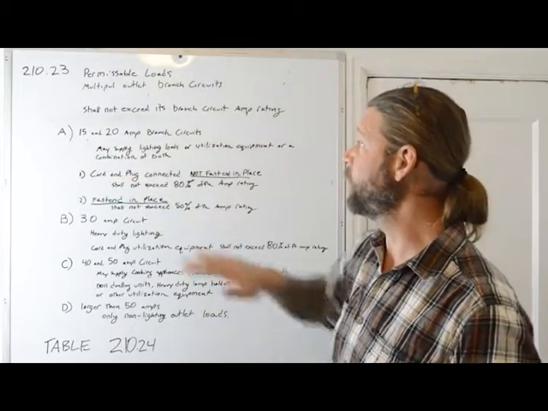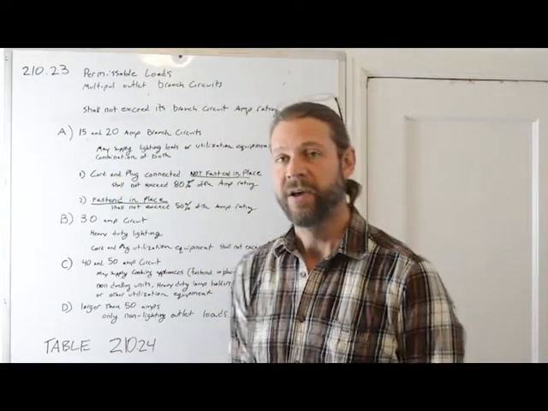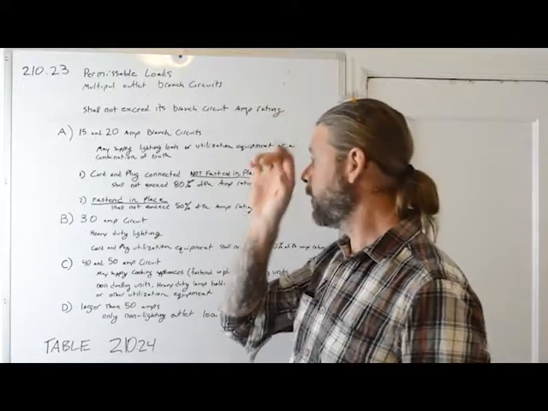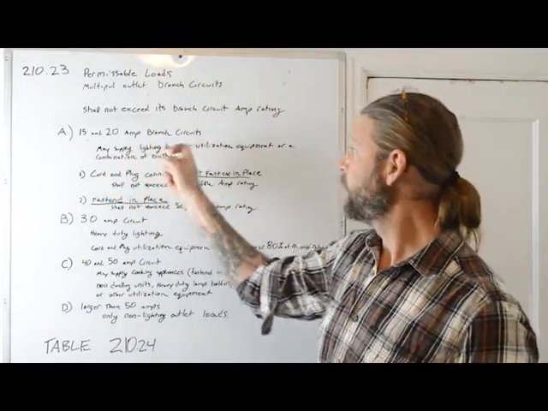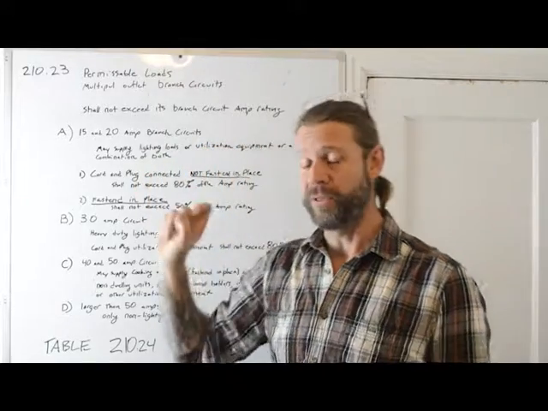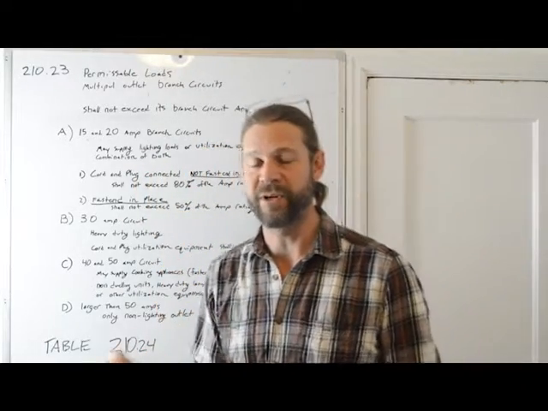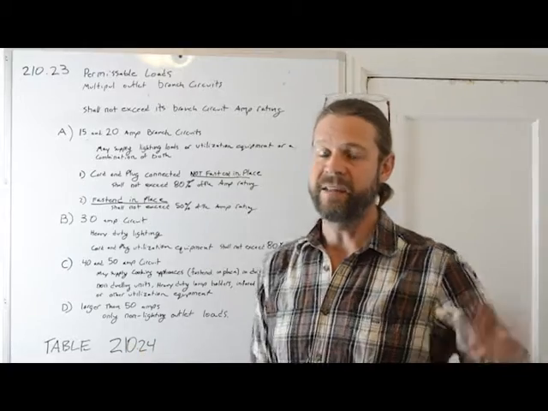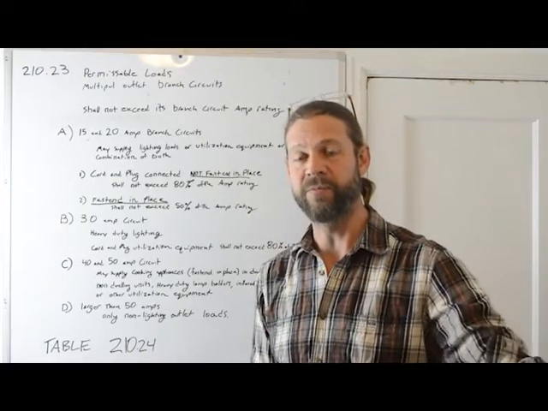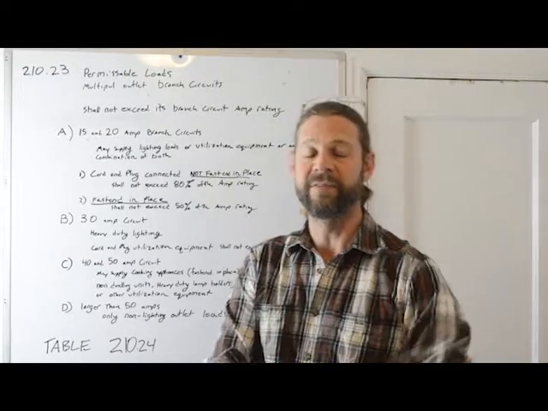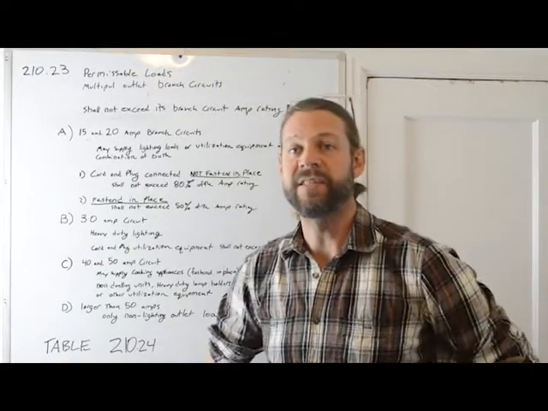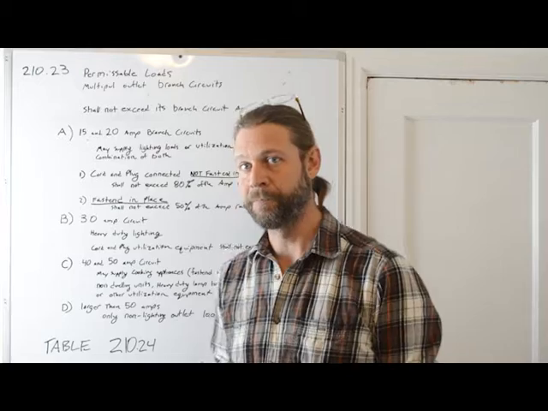sections. So a 15 and 20 amp branch circuit, and this is like almost every circuit you have in a residence, in a dwelling unit. It may supply lighting loads or utilization equipment or both. So these 15 or 20 amp circuits can supply lights, they can supply receptacles, or they can supply a combination of both. And that's very common in houses, is for the lights and the receptacles to be on the same circuit.